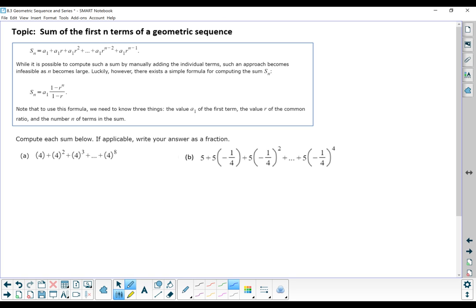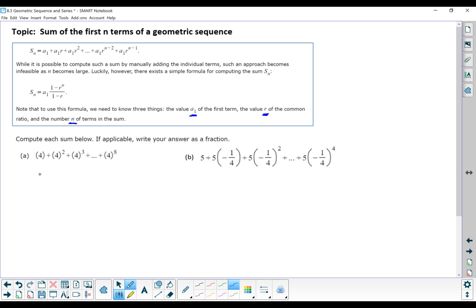So for a geometric sequence, the sum of the first n terms is the first term multiplied by 1 minus r to the n power over 1 minus r. So to calculate the sum, we just need to know 3 things. We need to know the first term, we need to know the common ratio, and we need to know how many terms there are.